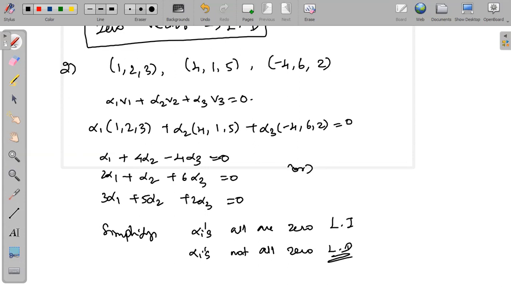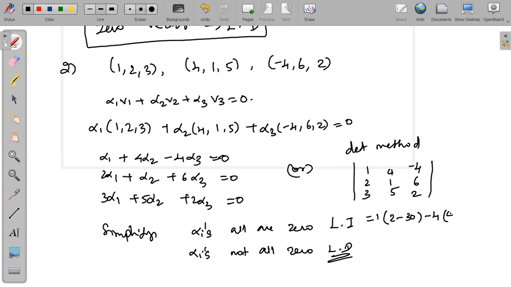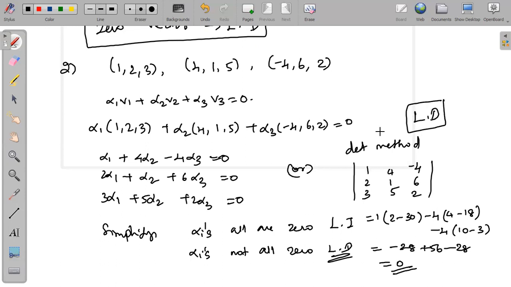Or you can use the determinant method. So the determinant method here: 1, 2, 3, 4, 1, 5, minus 4, 6, 2. So 1 times (2 minus 30), minus 4 times (4 minus 80), minus 4 times (10 minus 3). So here it is minus 28, then plus 56, then again minus 28. Yes, minus 56 plus 56, which is equal to 0. So these are linearly dependent vectors.